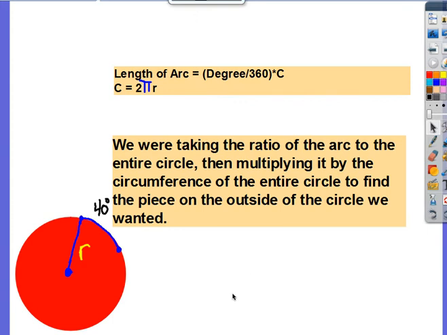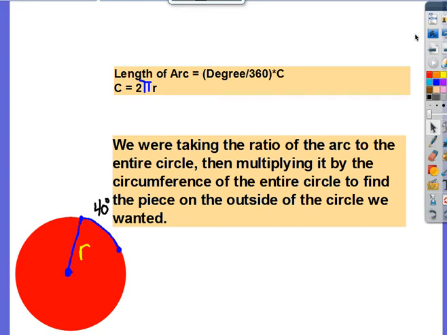Now, do not write any of this down. But I want to remind you, the length of the arc equals the degrees divided by 360 times circumference. So C equals 2 pi r. Okay? This is how we did length of arc. I know a lot of us kind of struggle with this, but this is how we did length of arc. We're taking the ratio of the arc to the entire circle. We do degrees divided by 360, the ratio of the arc over the entire circle, then multiply it by the circumference to get this little blue arc right here, part of it.